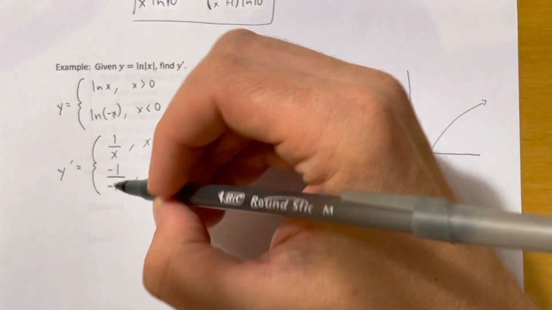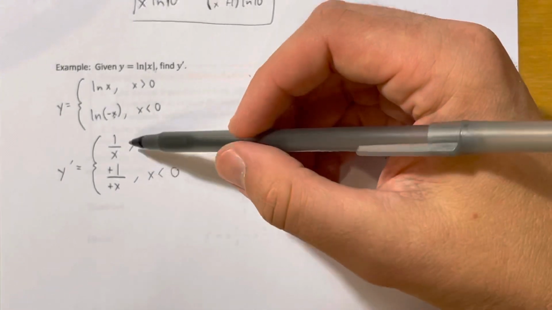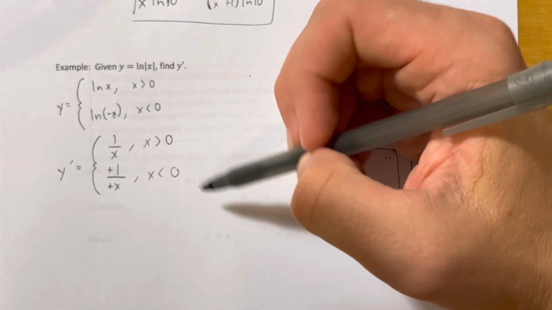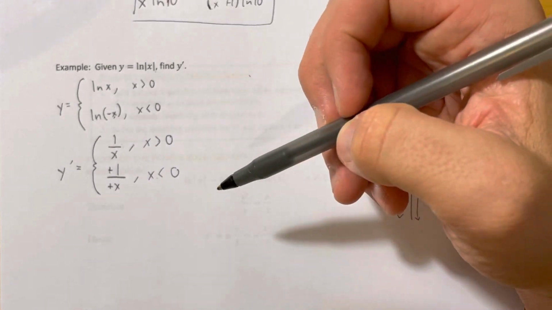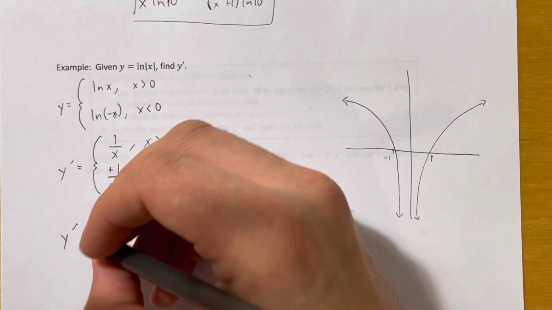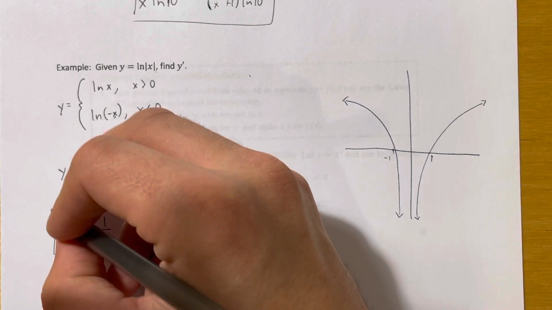Okay, but notice that these negatives can cancel each other out and they both become positive. So now what we have is a piecewise function that's defined exactly the same way for positive values of x as it is for negative values of x. And what that indicates is that I don't need to think of this as a piecewise function anymore. I can literally just say that y prime is equal to 1 over x.